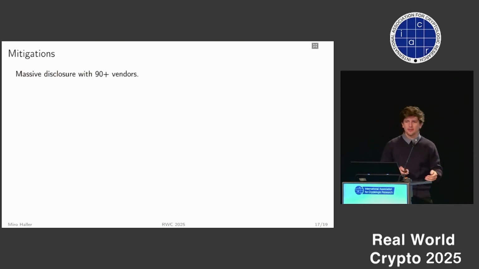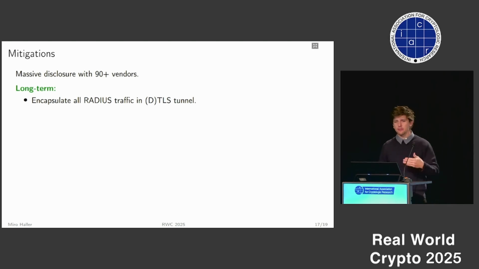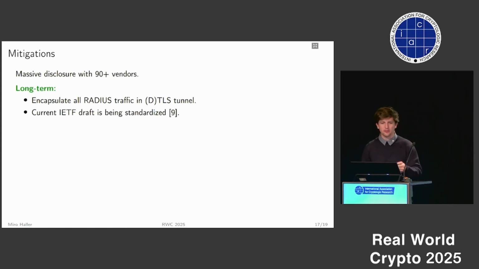We discussed this attack with over 90 vendors, and in the long term, we suggest wrapping RADIUS traffic inside TLS so that we can rely on TLS for integrity and confidentiality. There is an ongoing effort in the IETF to standardize RADIUS over TLS and afterwards also deprecate RADIUS over UDP. However, in practice, this is hard to deploy.